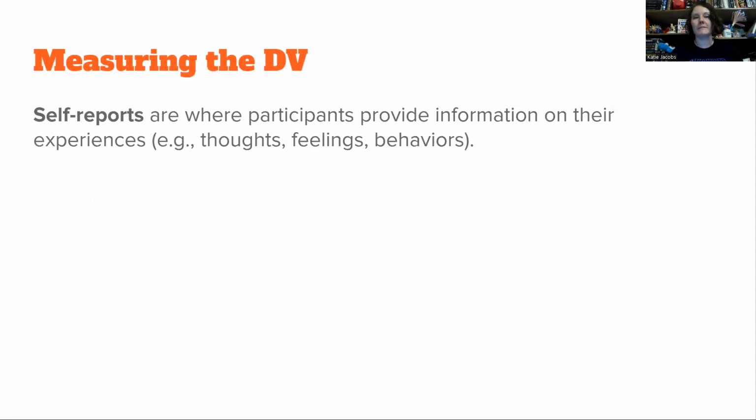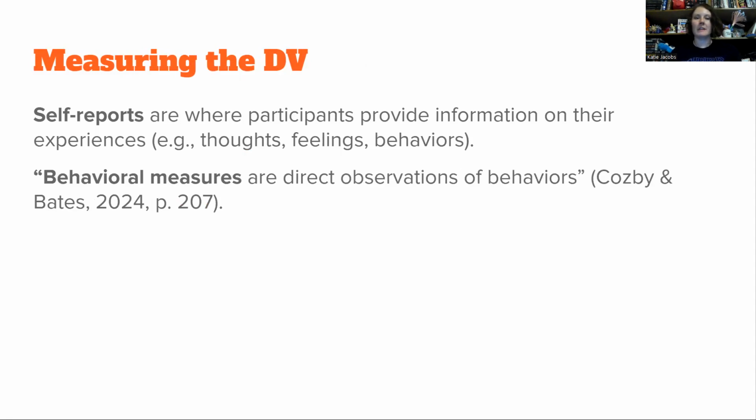So measuring the dependent variable, and we've gone over a lot of information about this already, but this is also revisited in this unit. Self-reports are where participants provide information on their experiences, so for example, thoughts, feelings, behaviors. Behavioral measures are direct observations of behavior. So this could be if you're in a classroom and you wanted to see how many times a student is off task, you would operationally define what it means to be off task, and every time the student was off task, you would mark it on your sheet.